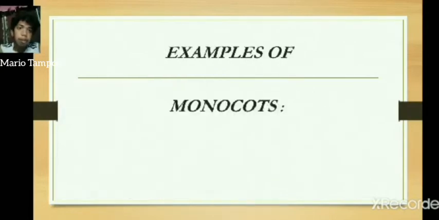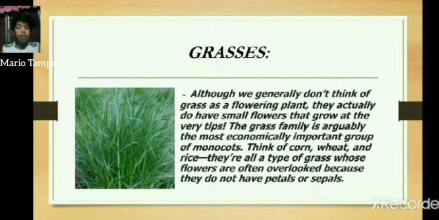Here are some examples of monocots. Grasses. Although we generally don't think of grass as flowering plants, they actually do have small flowers that grow at the very tips. The grass family is arguably the most economically important group of the monocots. Think of corn, wheat, and rice. They are all types of grass whose flowers are often overlooked because they do not have petals or sepals.